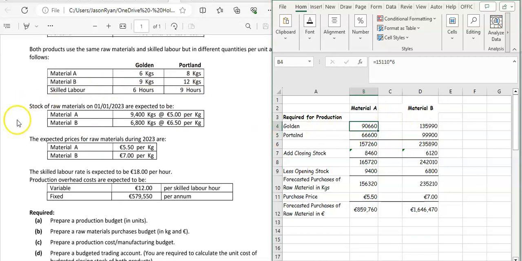Remember, your figures are taken from stock of raw materials and the figures that you got from question A. And remember that when we're looking at the price, you're looking at the price for raw materials during this year, and not the closing price that's given in the question, or the opening price that's given in the question. This is the value of our closing figure for material A and for material B. So that's Part B done for Harrington 2022 production budgets.